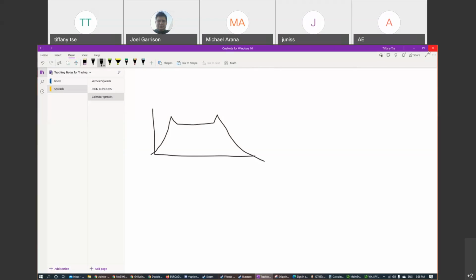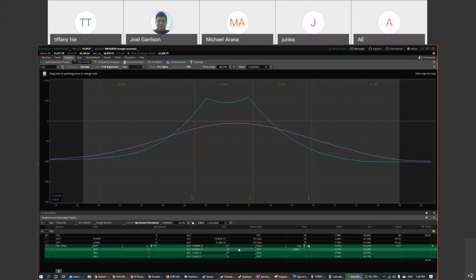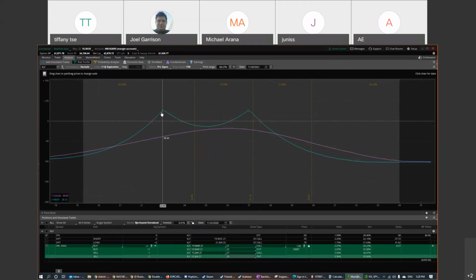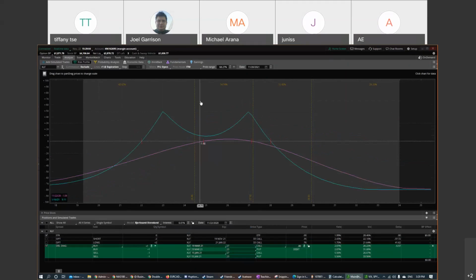They look like cat ears. So when you make them wider, like if you go 23, 23, you make money here, and then you make money there, but it's not worth it. Basically, the back month makes money. The front month doesn't make money. So it's the same thing. It's just how you balance it out.